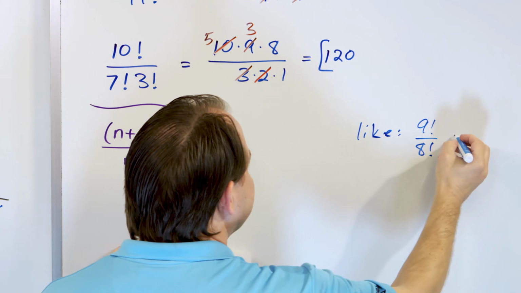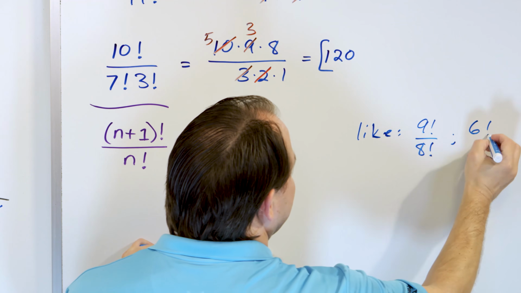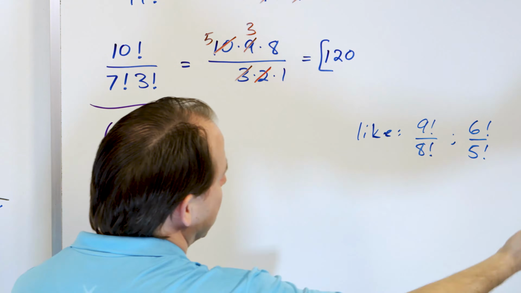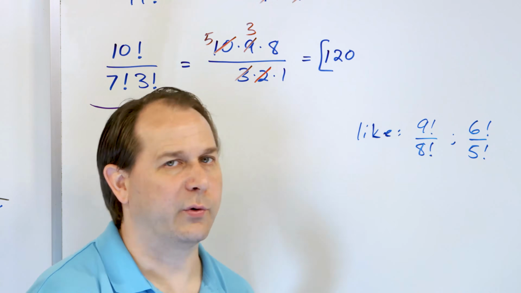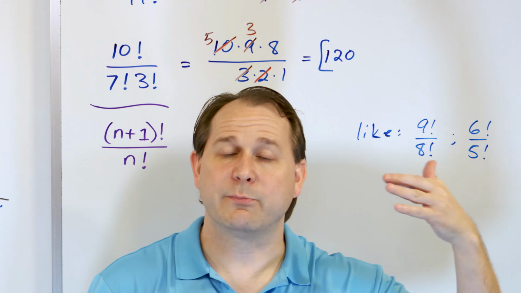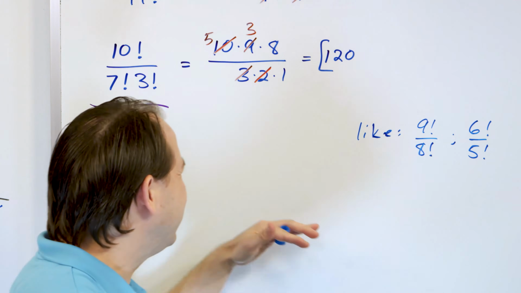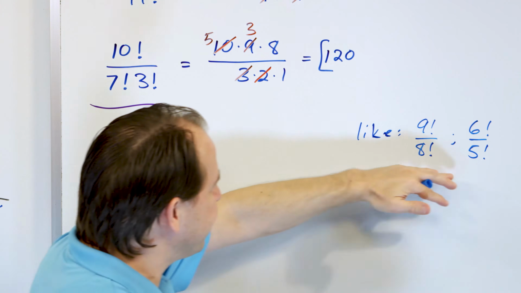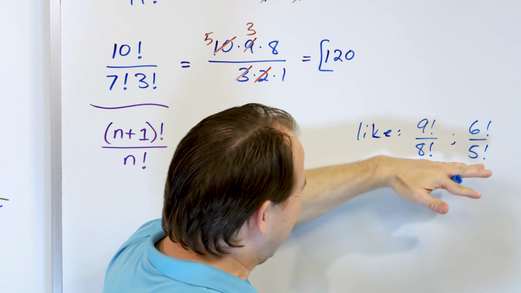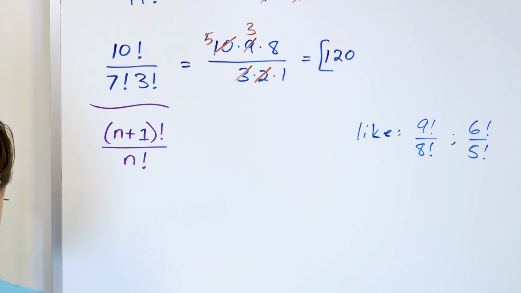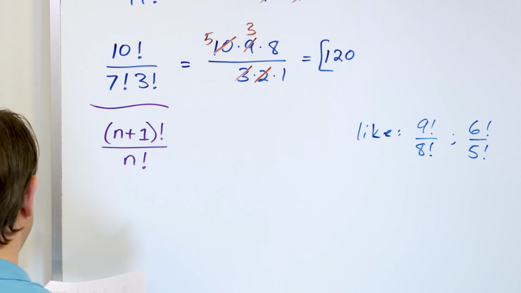Or you could say, maybe it's like 6 factorial over 5 factorial. I can go on all day. Maybe it's like 3 factorial over 2 factorial. The top number is just one number bigger. So how do we simplify that? I mean, when it's numbers, it's very simple to cancel things, but what do we do when it's not numbers? That's the question. Here's the easiest way to do it.